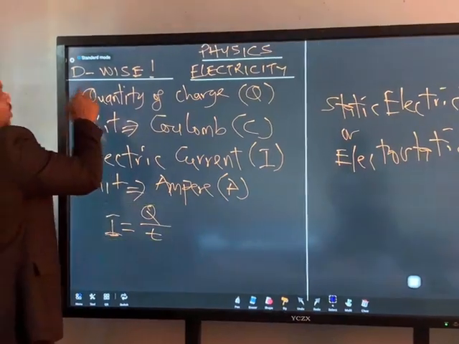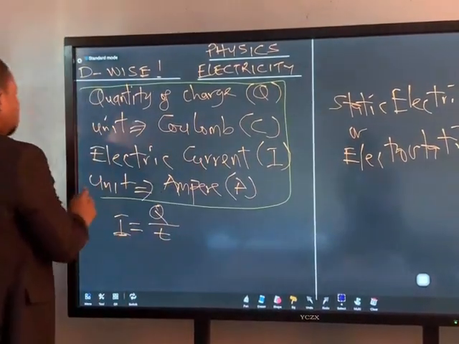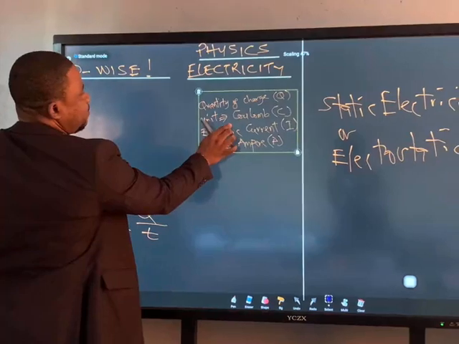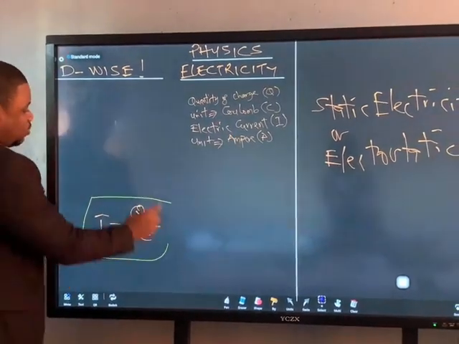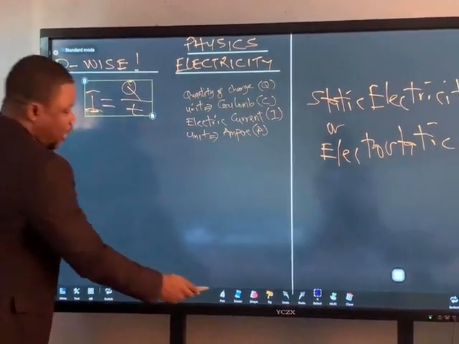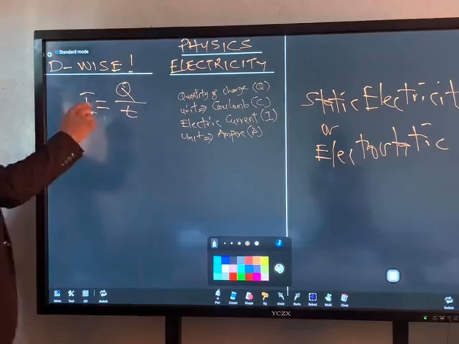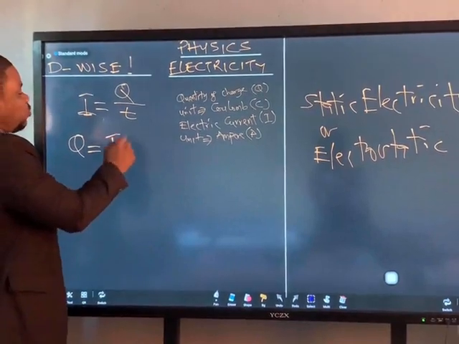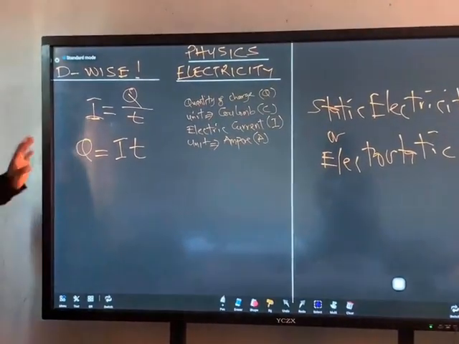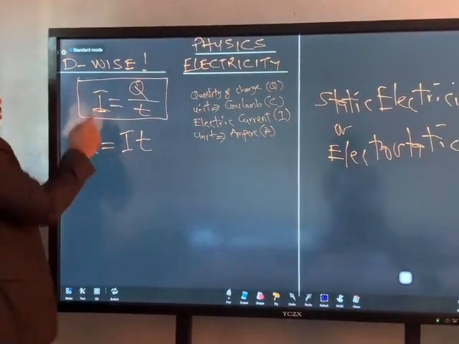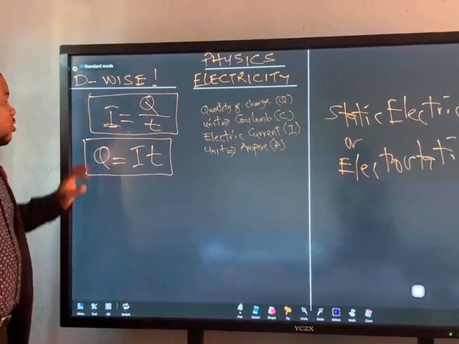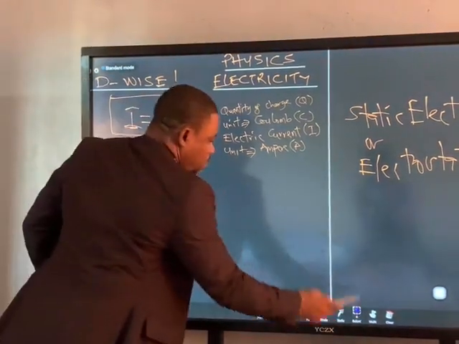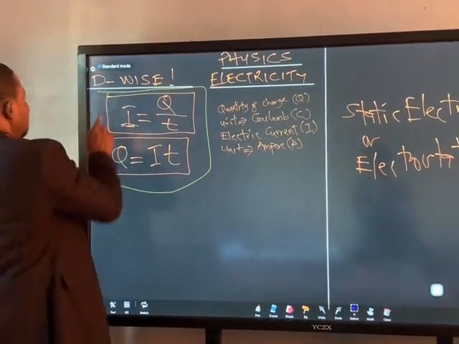This is current. Let me try and make this smaller so I can have space. Alright. So I've said that I is equal to Q over T. If I make Q the subject, I'll get that the quantity of charge is equal to current times time. These things are very, very important. They are basics. Alright? Quantity of charge is equal to current times time. Okay, let me put this aside. I'll come back to that.